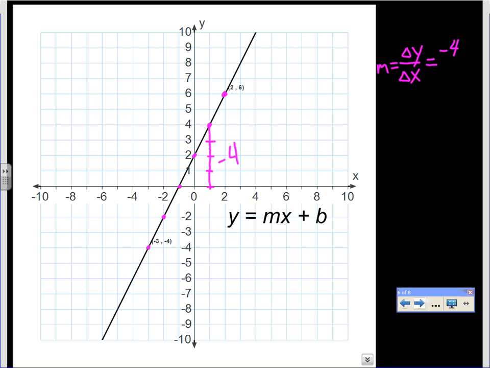Put that on top of our fraction. And our change in x is going to the left 1, 2 spaces. So we have negative 4 over negative 2, and we know a negative divided by a negative will give us a positive, and we know that 2 goes into both of those numbers. So 2 goes into 2 once, 2 goes into 4 twice, and this will reduce to 2.